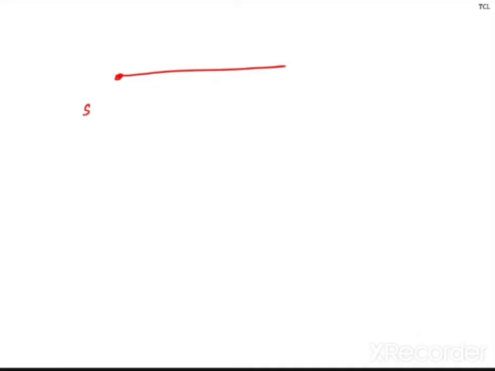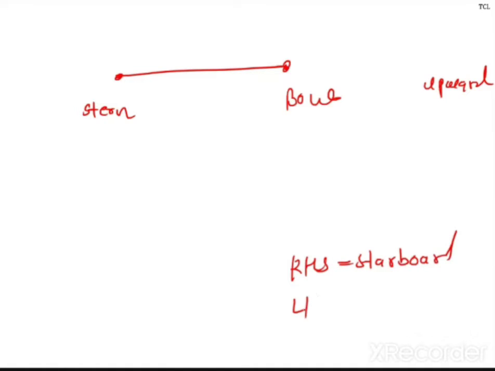So let me say that this is the stern. Whatever I explained in the last slide, I will explain again in an easier way. Stern and the bow. Let us take an example: the ship is pitching upward. Now there are two sides. One is the right hand side, which is called the starboard. The left hand side is called the port. The back side is called the stern and this is called the bow. Now the ship is pitching upward.